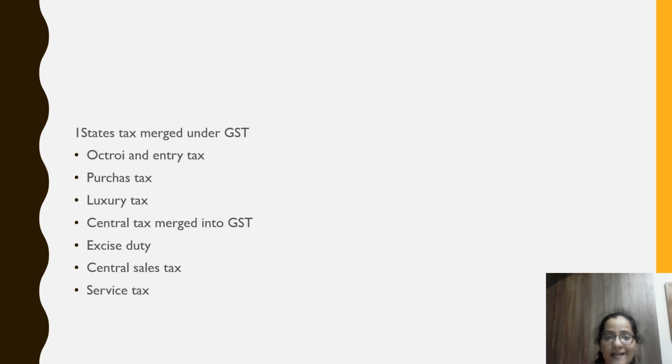Now, under state taxes merged under GST, there are octroi and entry tax. Entry tax is tax on the goods while entering from one state to another. Purchase tax is tax on the purchase of goods and services. Then there is luxury tax. Central taxes merged into GST are excise duty, that is tax on the manufacturing of goods and services, central sales tax, and service tax.